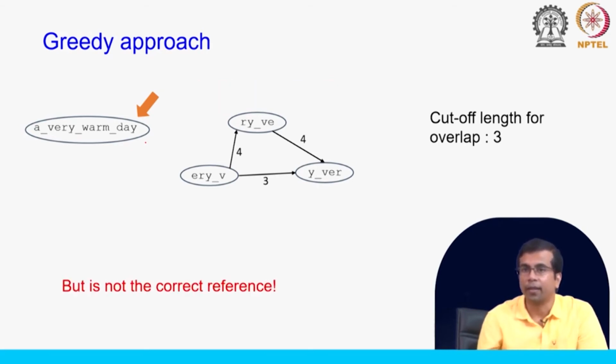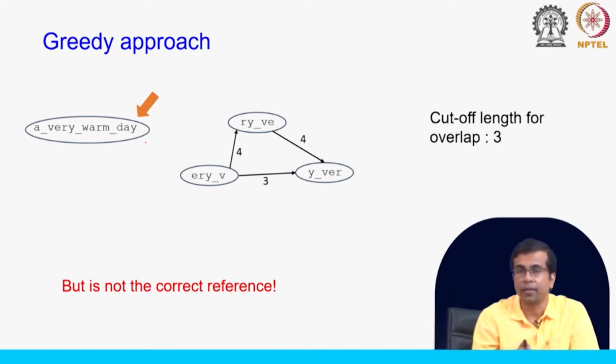But then this is not the correct reference, right. So, the correct reference sequence was "a very warm day", okay. So, this means what you see is that the greedy approach is not giving you the correct reference sequence, and in this case because of the choices it gave you only a part of this, right. So, it gave you two different disconnected graphs and then also only a part of the correct reference sequence, okay. So, why did this happen? So, this is a question, right.